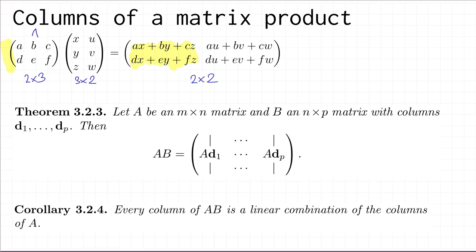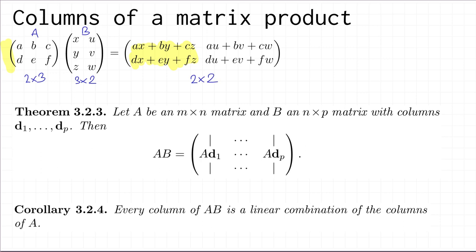So let's give these names. Let's call this A and let's call this B. So to work out the first column of the answer, we multiplied the rows of A by the first column of B. So all this stuff in the first column of the answer just comes from looking at what happens in the first column of B.